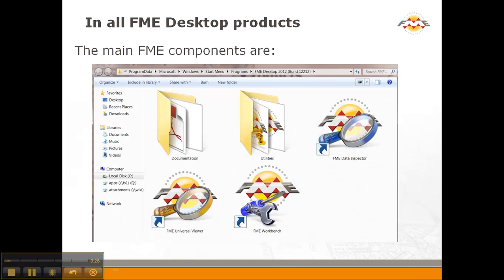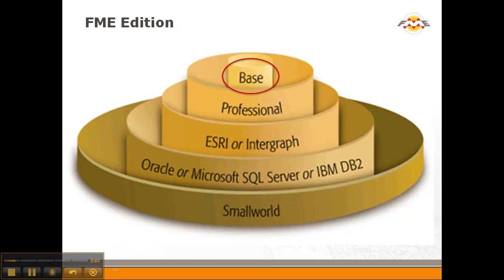To start, all FME Desktop Editions come with the same suite of applications: the FME Workbench, your authoring environment, FME Viewing Tools, a host of administration utilities, and documentation. Matter of fact, all FME editions are actually the same install, and they're only differentiated by the license that you purchase. FME Desktop is broken into 5 tiers.